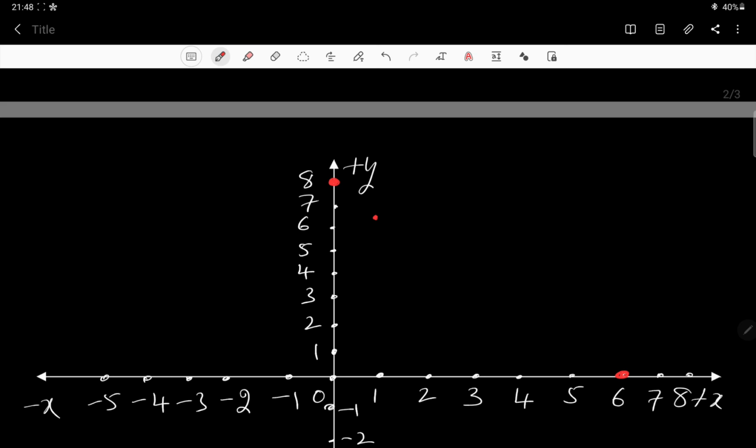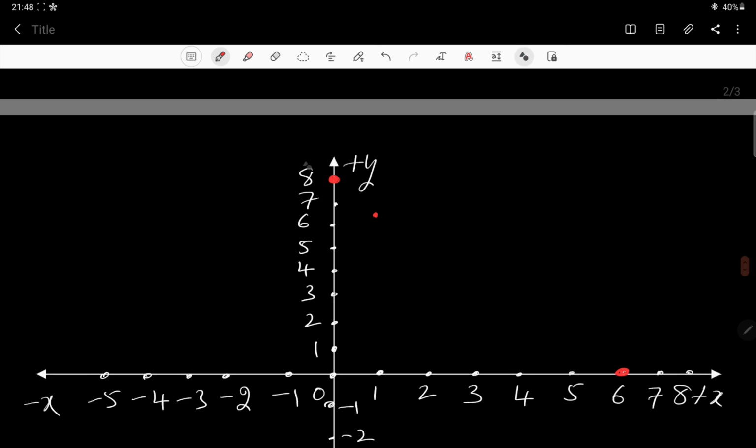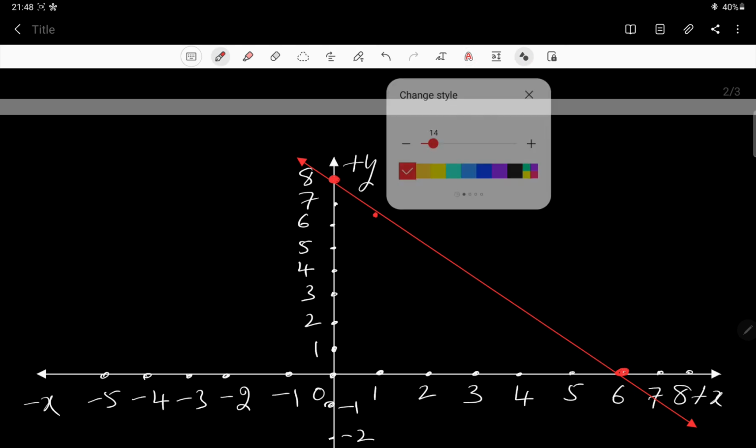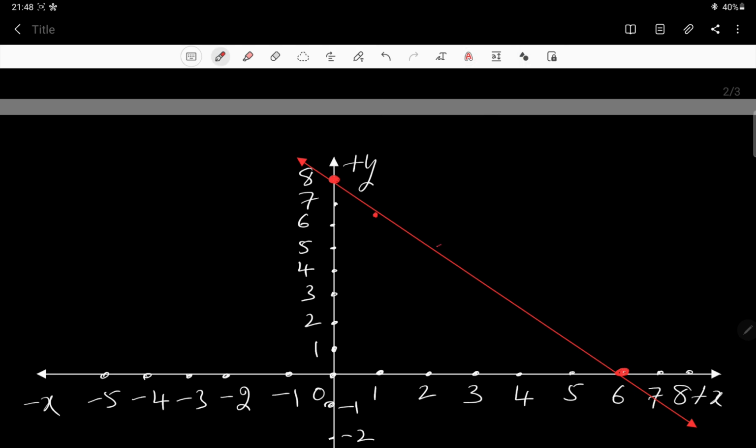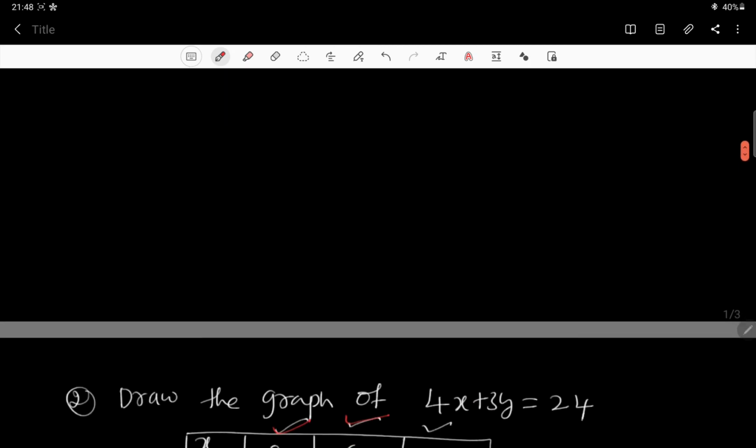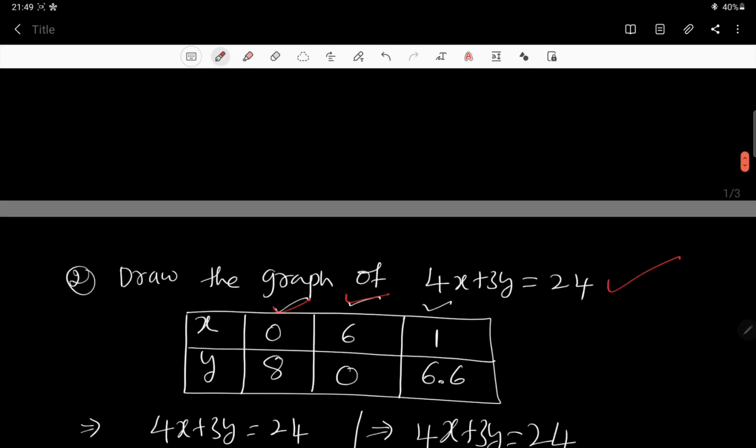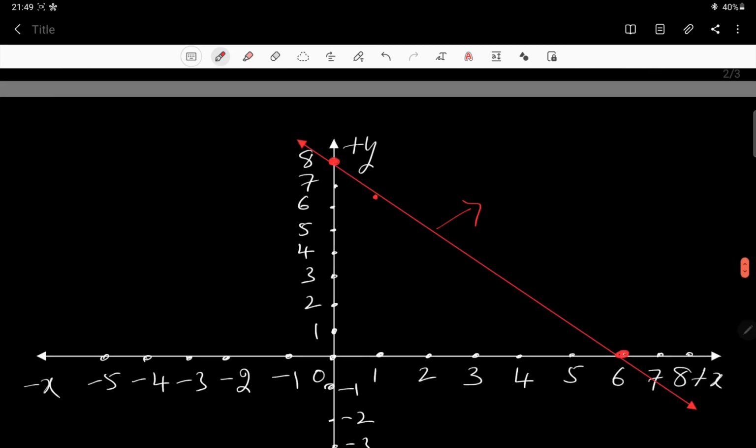All right. So here are the 3 points that I have got. Now I am going to join those 3 points. All right. So I have joined those 3 points now. Randomly I have joined, they are coming like this. Okay. So then afterwards I am going to call this the graph. What is the name of that graph? The name of the graph is 4x plus 3y is equal to 24. So that is going to be 4x plus 3y is equal to 24.